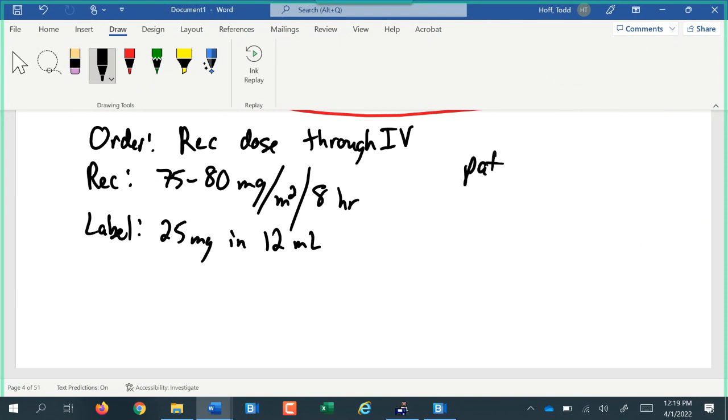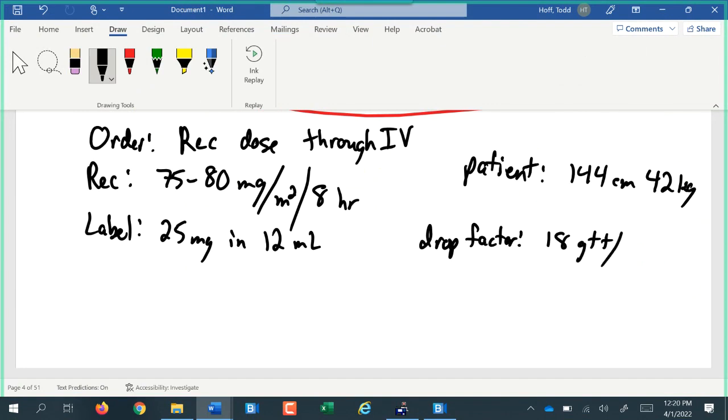And our patient is 144 centimeters and 42 kilograms. And I need one more piece of information off of the label, and that is a drop factor. And my drop factor is 18 drops per milliliter. And so we want to find a range of drops per minute here.